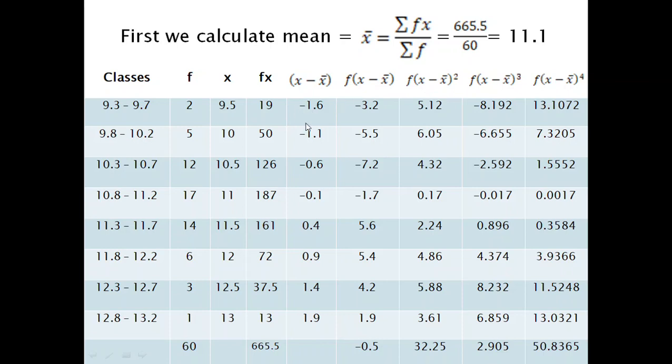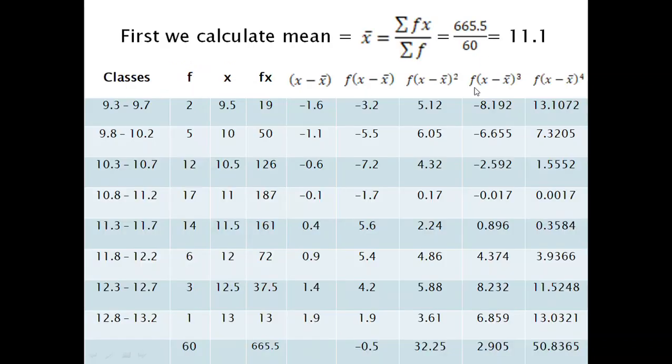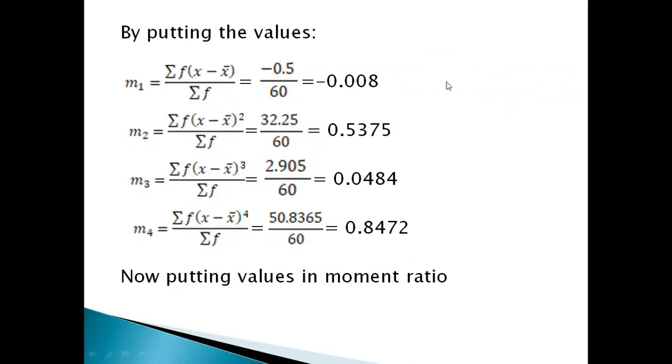What I have done here is multiply these values again with the column of f: minus 1.6 multiplied by 2 is equal to minus 3.2, and minus 1.1 multiplied by 5 is minus 5.5. 12 multiplied by minus 0.6 is equal to minus 7.2, and so on. Then I have taken the sum at the end, which is equal to minus 0.5, divided by 60, which is equal to minus 0.008.